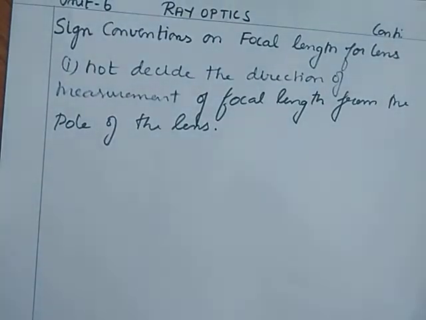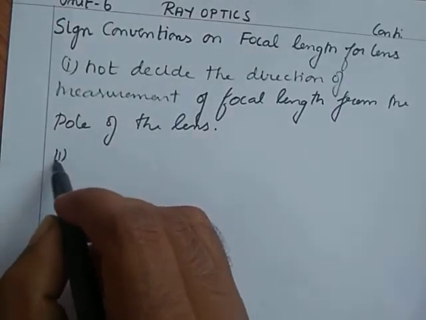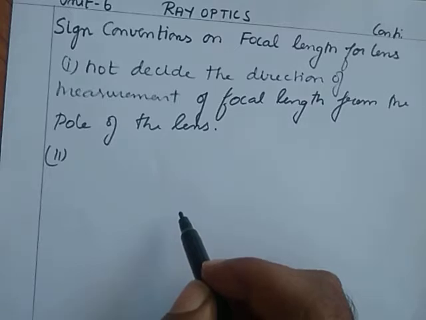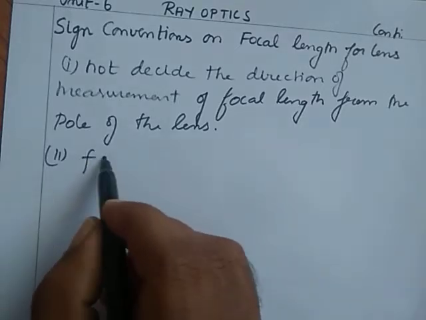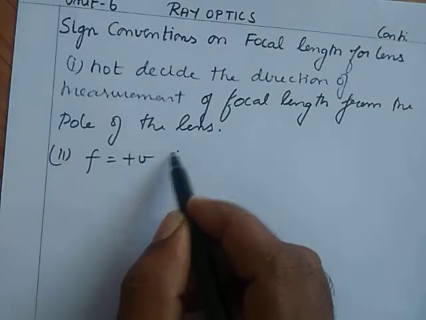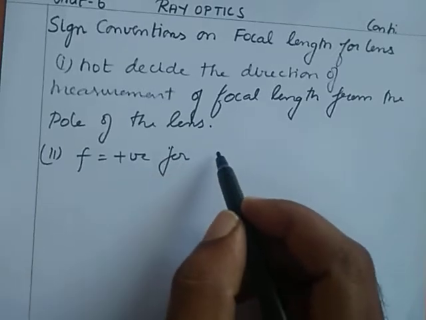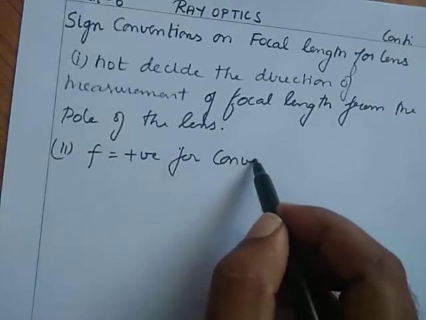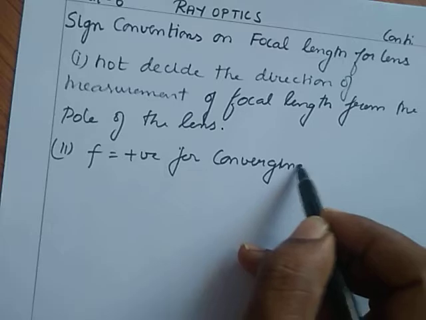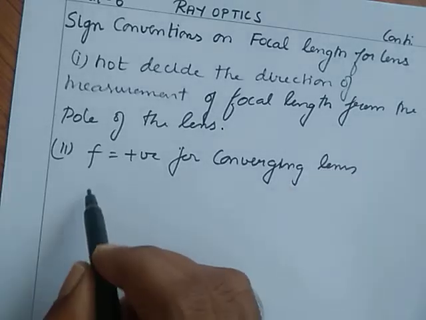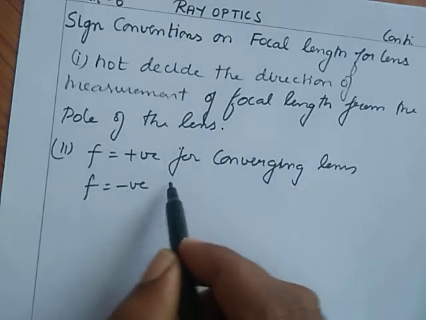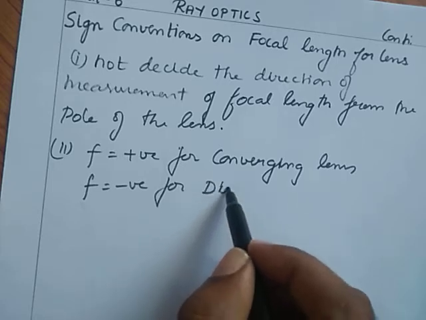The second thing: the focal length of a thin lens is taken as positive for a converging lens, so f is positive for a converging lens, and f is negative for a diverging lens.